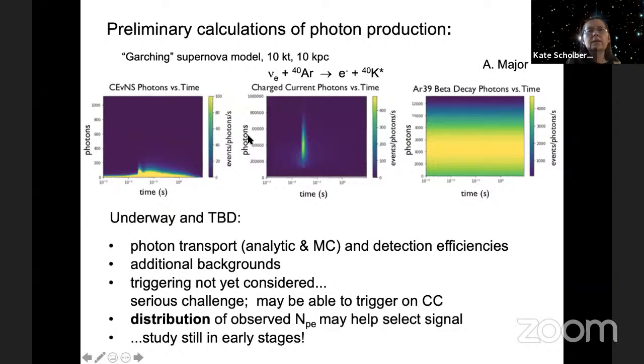And so this is an example. This is a calculation here. This is the photons versus time from the glow. This is the charge current.